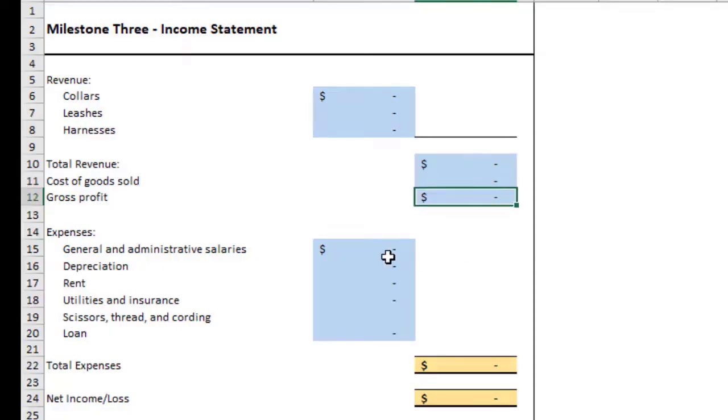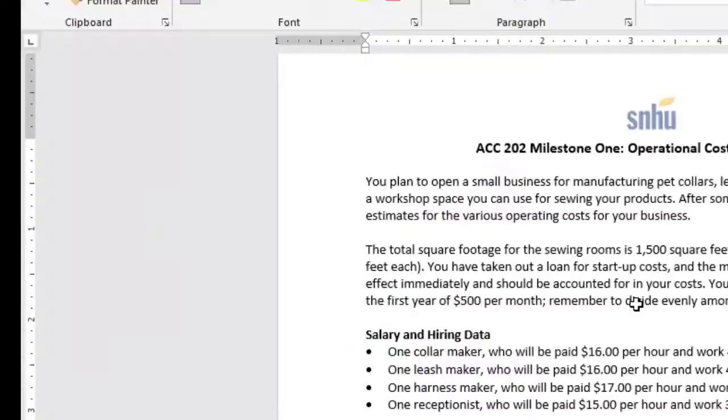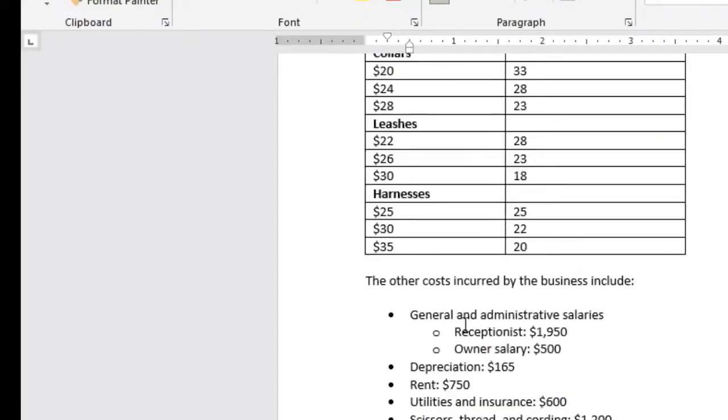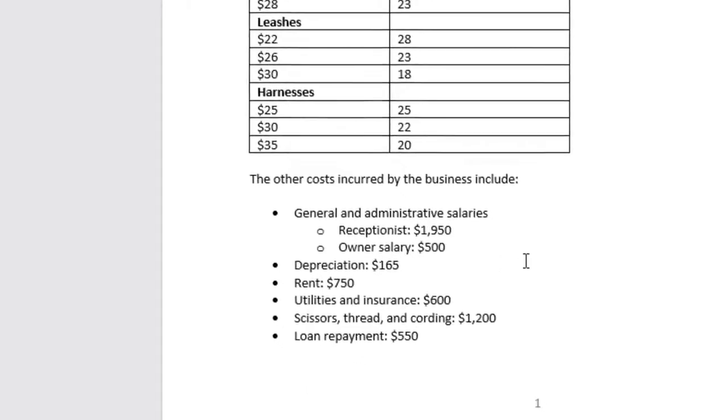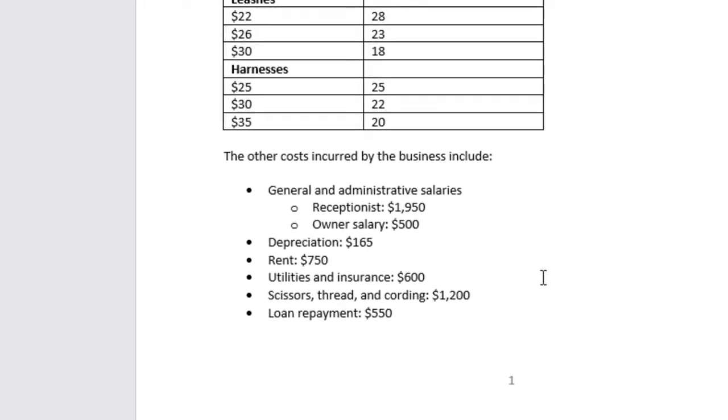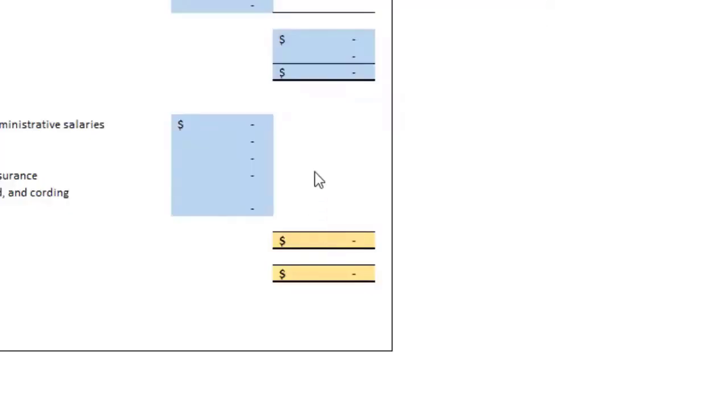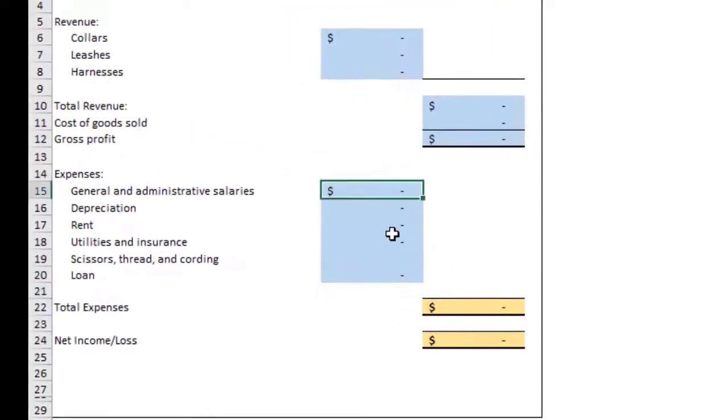Now your expenses, your salaries, depreciation, rent, scissors, loan, that all comes from the data sheet that you were provided with. Here is the salaries, here is your depreciation, rent, utilities, scissors, and loan repayment. So your total expenses will be provided here. Subtract from your gross profit these other expenses, and you'll get your net income or loss.